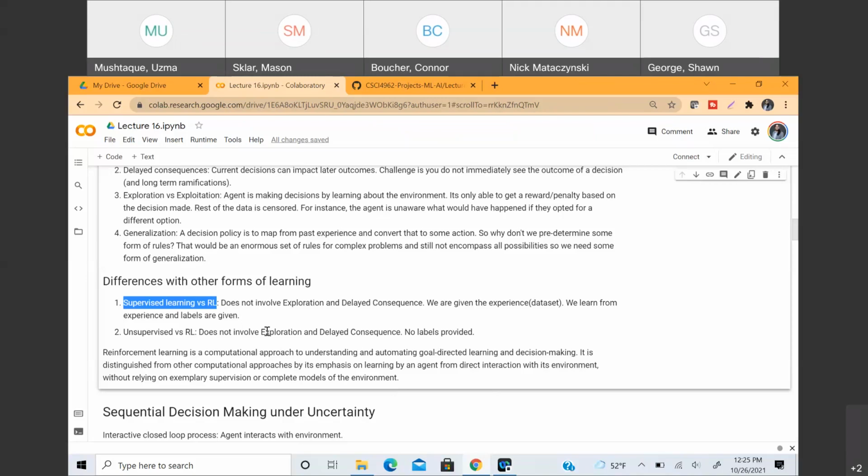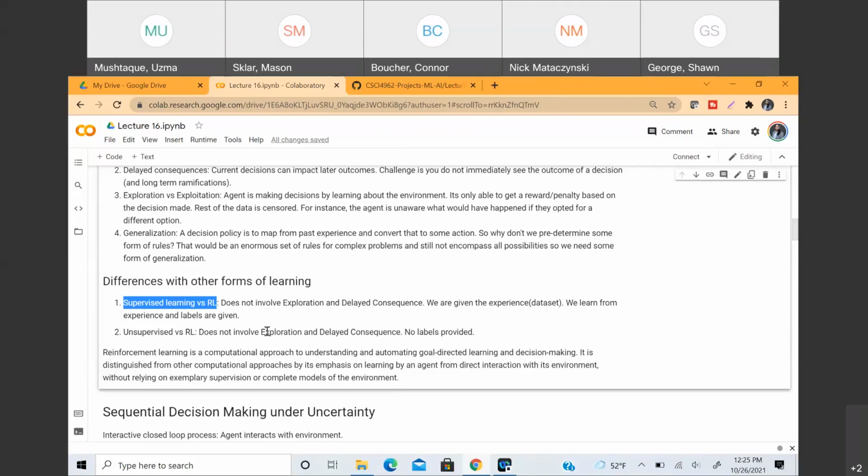So you're not doing any exploration, unlike reinforcement learning, where your agent is doing some exploration by taking actions and learning from that. And there are no delayed consequences. If I'm trying to classify a fruit, it is obviously going to go near the cluster of apples, and so I know that this is an apple.